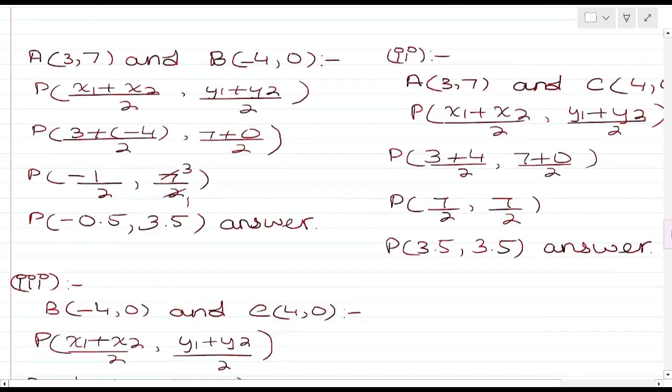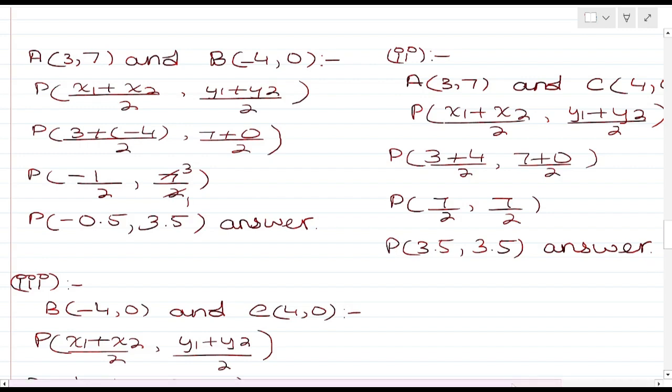We are into question number 4. Here we have 3 comma 7 and negative 4 comma 0. So 3 will be added with negative 4, divide that by 2, that is minus 1 by 2 or minus 0.5. While 7 gets added with 0, divide that by 2, and that is 3.5.